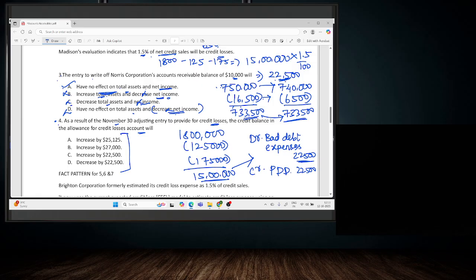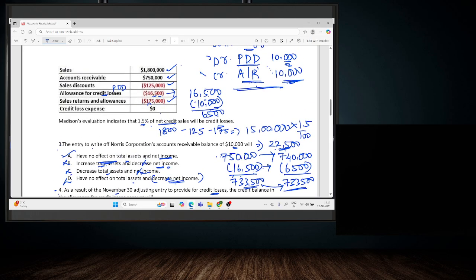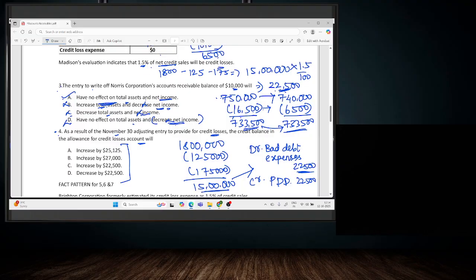So in that case, what will happen? Net income will reduce because the expense side of your P&L is increasing, right? So only while passing the entry for estimation of bad debt losses will it impact your net income. The journal entry for write-off of bad debt will not have any impact on your net income.